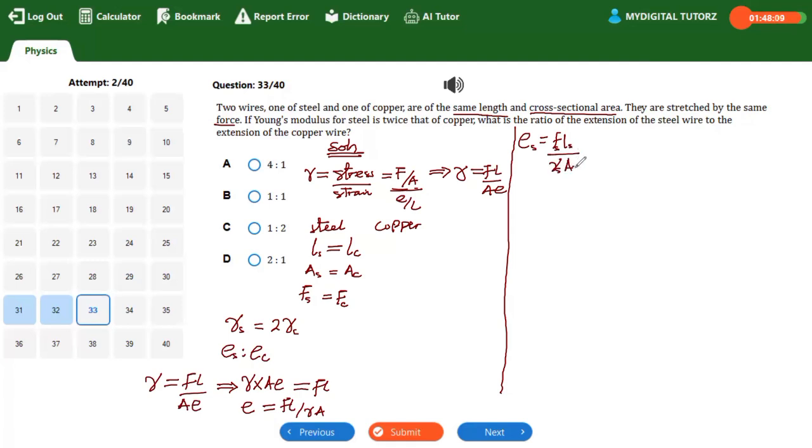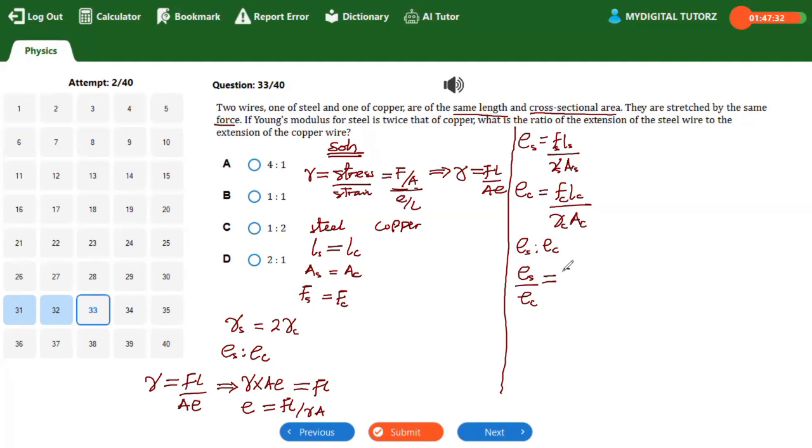Area for the solid. Understood? Then extension for C will be equal to F for C, length for the copper C, all over Young modulus for the copper C, and cross-sectional area of copper AC. So now that implies that the extension ratio, extension on solid all over extension on copper. Anywhere I see extension in solid, I'll put the whole of this.